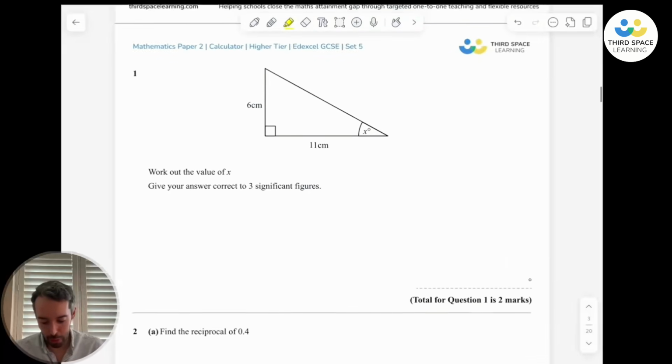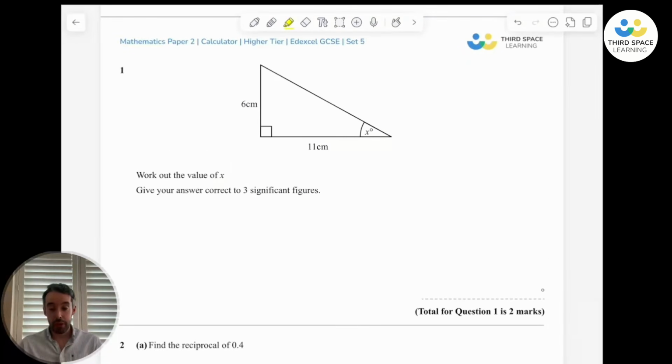Okay, let's dive in. Number 1. Work out the value of x. Now I can see here we've got a right angled triangle, so I'm thinking it's probably either going to be Pythagoras or trigonometry. But because I've got this angle here and I need to work out the value of it, it's going to be trigonometry. So let's start by labelling the sides of our triangle. The side opposite the angle is always called the opposite. The side that is the longest is called the hypotenuse, and the side that is next to the angle is called the adjacent.